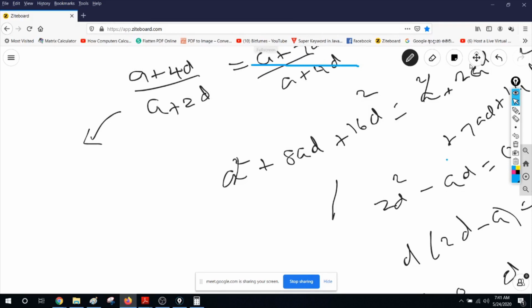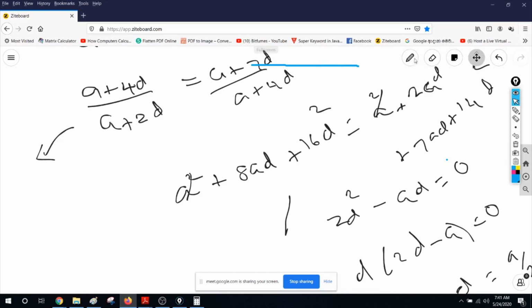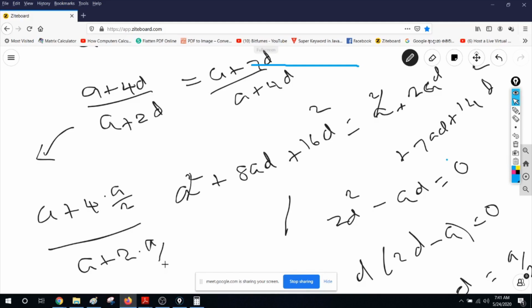What is the value of A? Sorry, D is A divided by 2. D is A divided by 2. Let's say A plus 4 times D, with D as A divided by 2, divided by A plus 2D, with D as A divided by 2. Now you can see A is common, it will cancel out, right? It will cancel out.